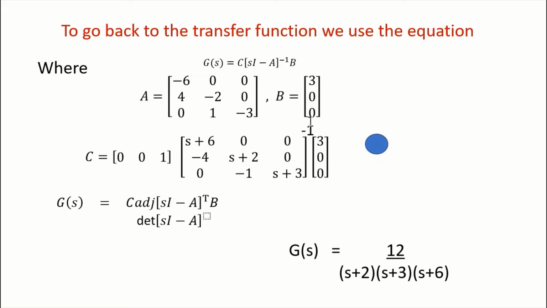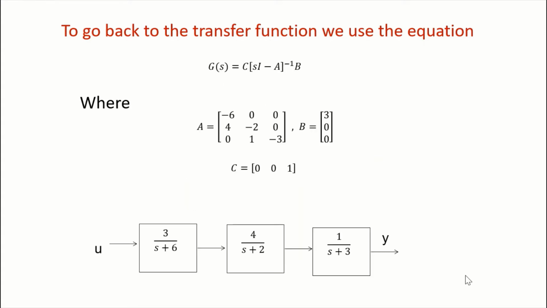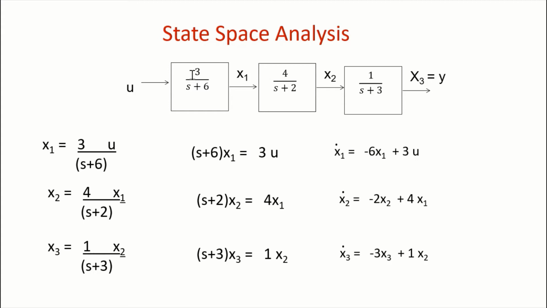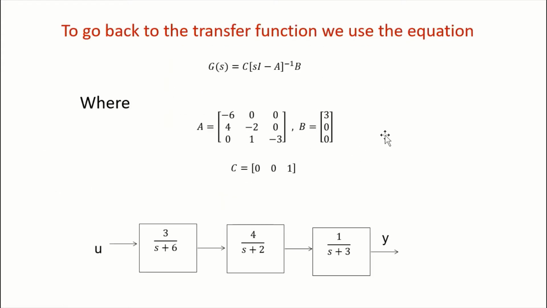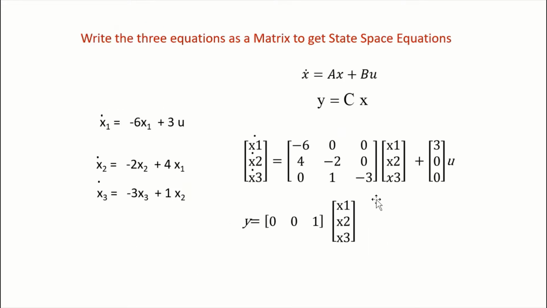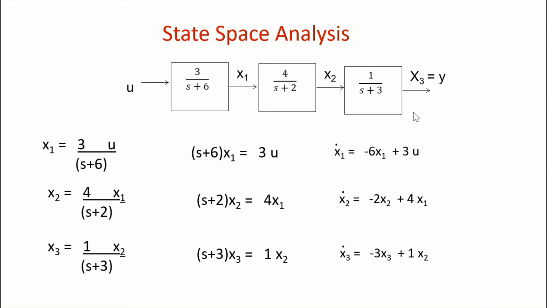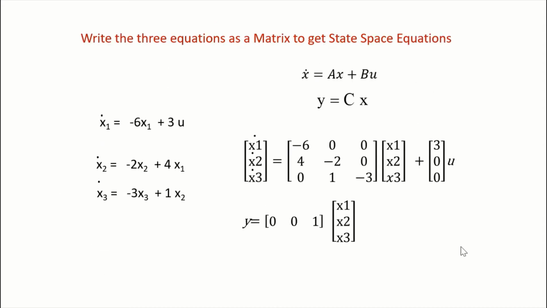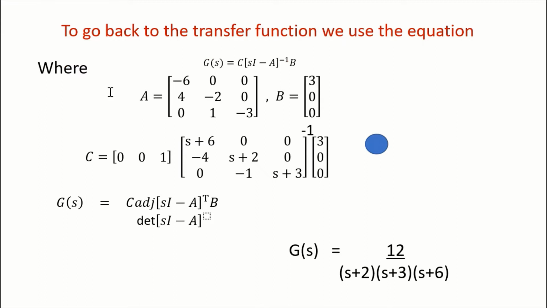So we can go from here now to our transfer function, which is 12 over (s plus 2)(s plus 3)(s plus 6). And if we notice, that is what we've got here: 3 fours are 12 over (s plus 2)(s plus 3)(s plus 6). The order of these doesn't really matter. So what we looked at now is how to go from some transfer function to some state space equations, and then how to go from some state space equations back to the transfer function.